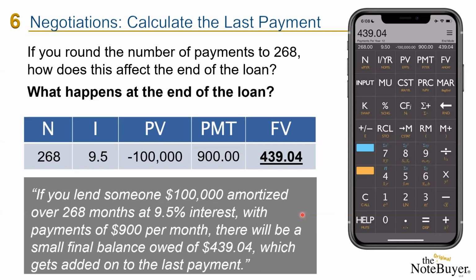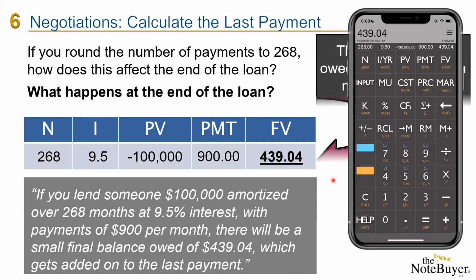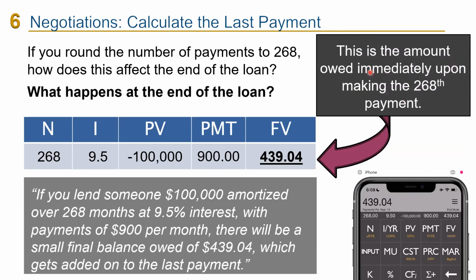So when the person comes in to make the final payment, or when they go to mail you the final payment, their payment should be $1,339.04. Okay, we look at that on our notes. Oh, here I had a nice little graphic there I didn't see. So this is the amount that is owed immediately upon making that payment.